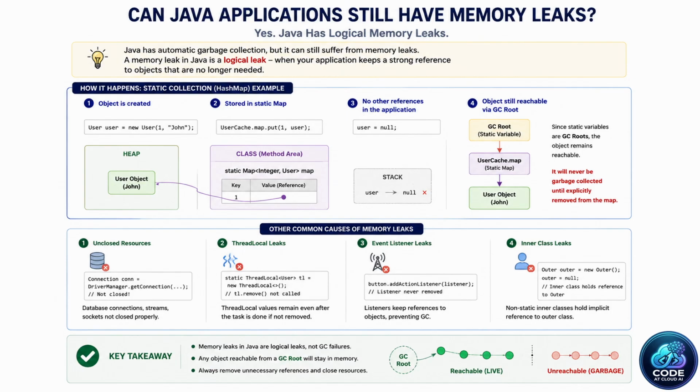The most common culprit is a static collection, like a hash map. Because static variables are GC roots, anything stored inside them will remain in memory indefinitely, unless explicitly removed. Other common leaks include unclosed resources like database connections, unremoved thread locals, and lingering event listeners.